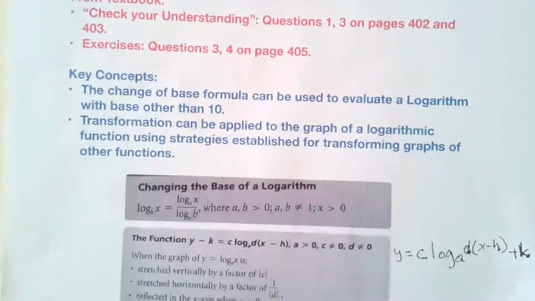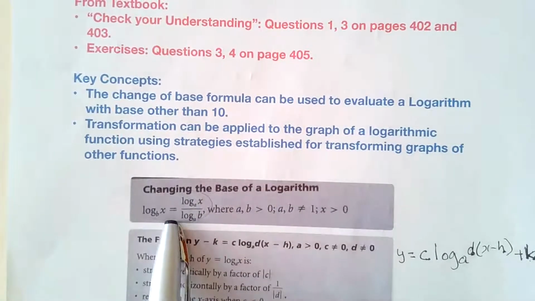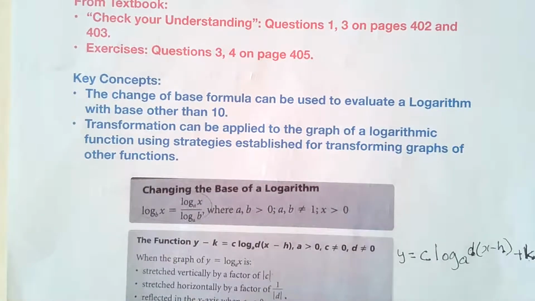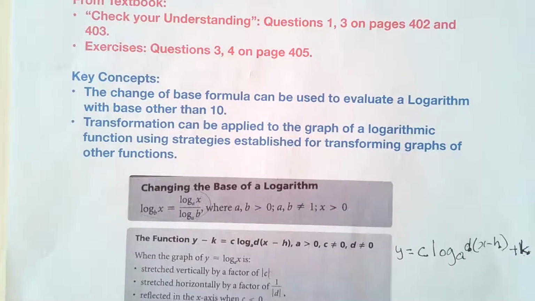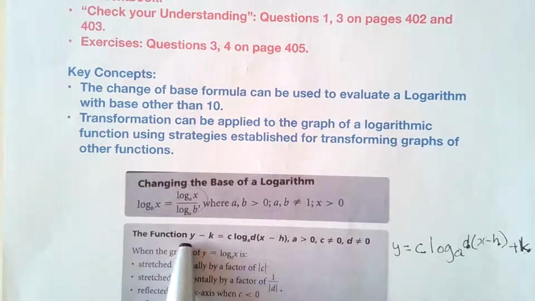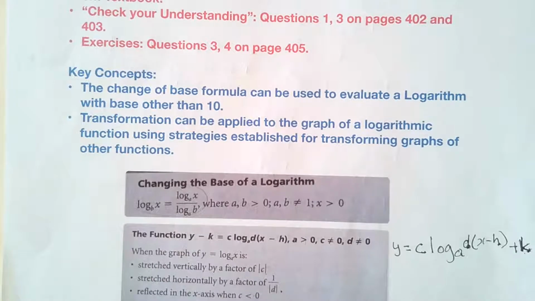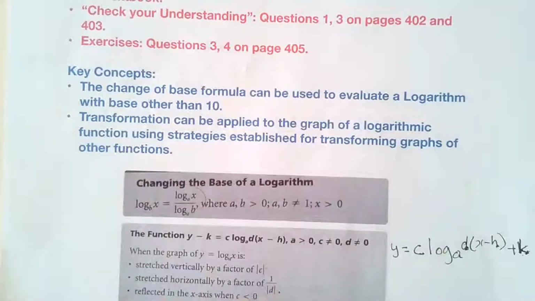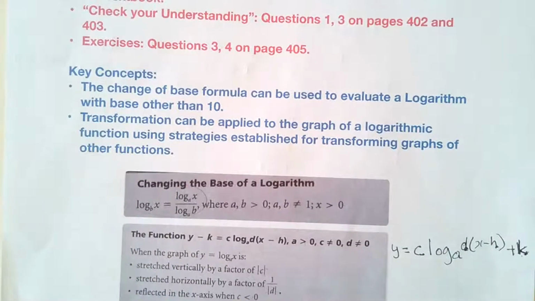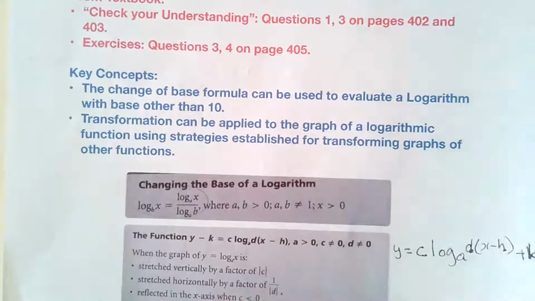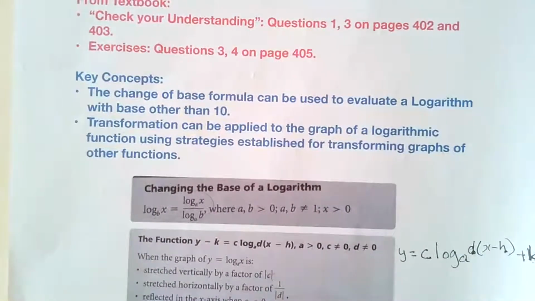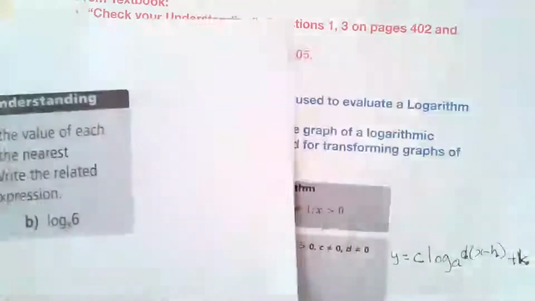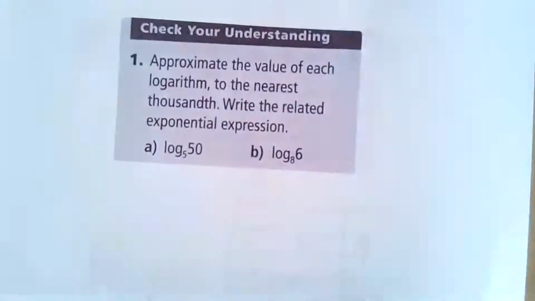And a review of our change of base formula: log base b of x is equal to log x over log b, where the base is 10. Our transformation function is y minus k equals c log a of d(x minus h), also written in this form on the right. So we'll go through these questions and maybe one or two more today, referring to the change of base formula and your log transformation. But let's look at the first question, where we're using the change of base.